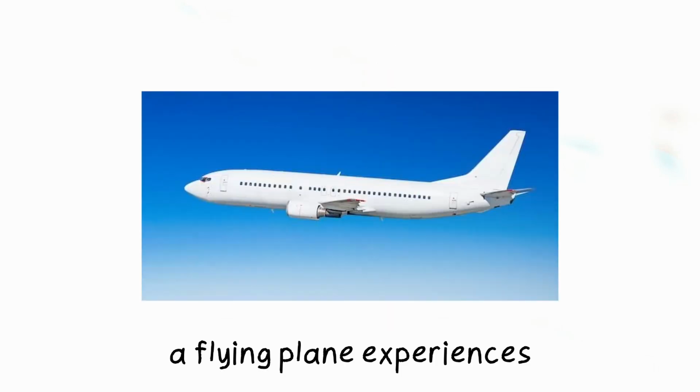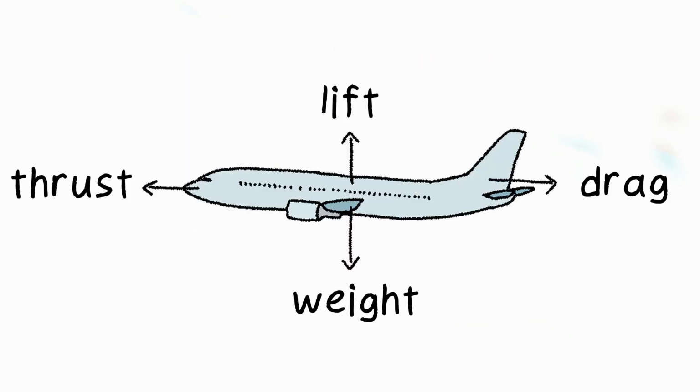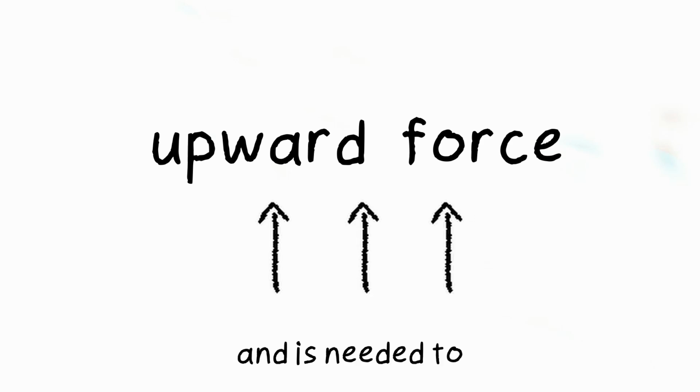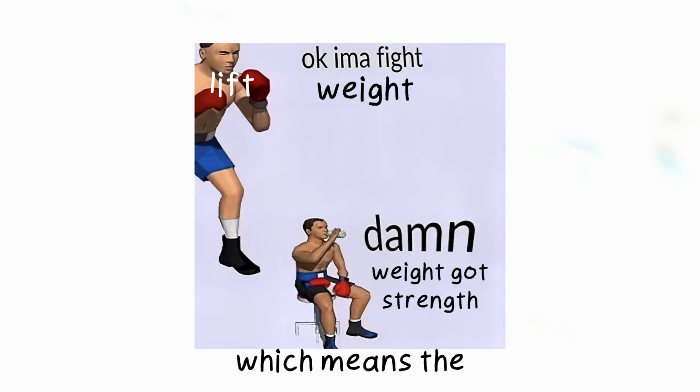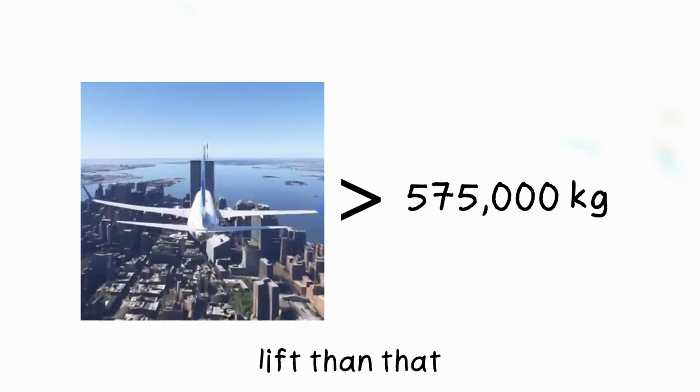A flying plane experiences four forces: lift, thrust, weight, and drag. The most important force to lift up a plane here is lift. Lift is the upward force to push the plane up and is needed to counter the downward force, weight, which means the lift has to be stronger than the weight. A commercial plane can weigh up to 575,000 kilograms. So how does the plane get more lift than that?